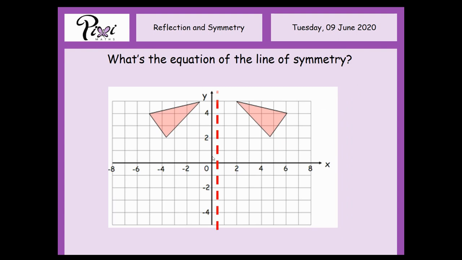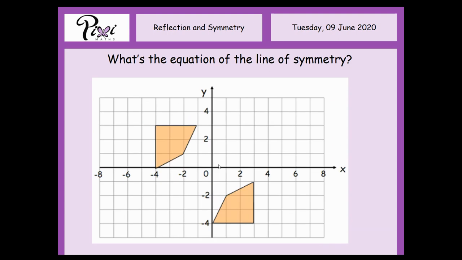So if we draw our mirror line on, it's at this point here, so it's crossing the x-axis. Well, this value here is 1 and it's in the middle, so it's going to be x equals a half or x equals 0.5. One more. Again, hit play when you're ready for me to go through it.